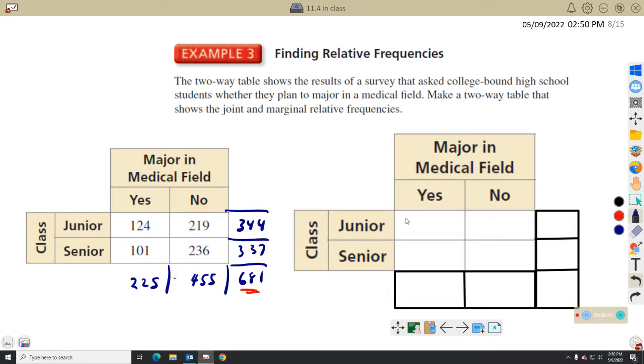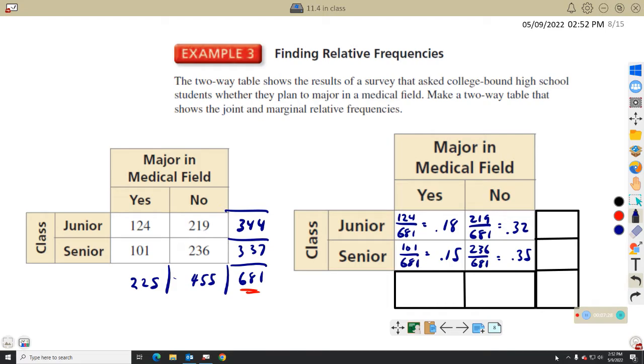So here we go, 124 divided by 681. This is 101 divided by 681. This is 219 divided by 681. And this is 236 divided by 681. And as I said on the previous screen, we can express these as either a decimal or a percent. I'm going to do decimals. Boom. There you go. Those are the joint relative frequencies expressed as decimals.